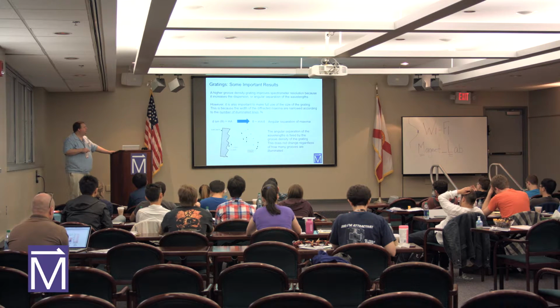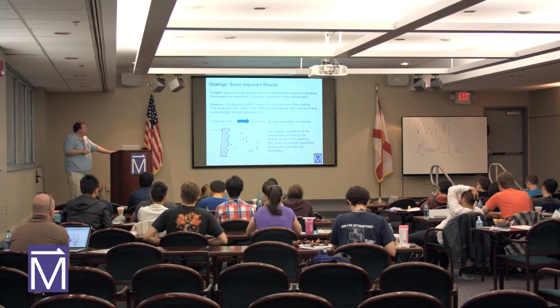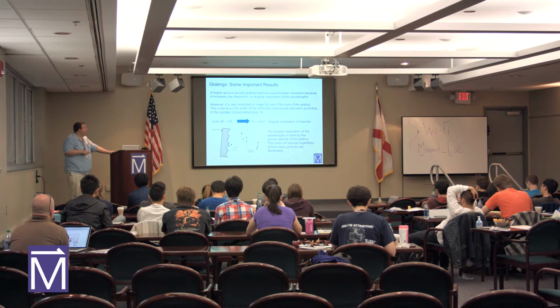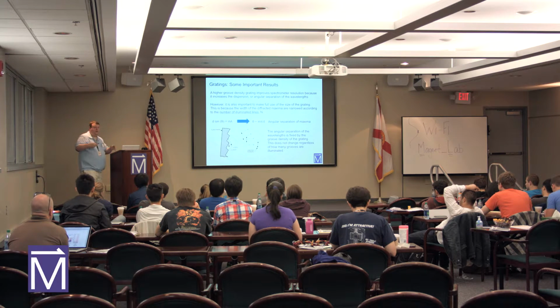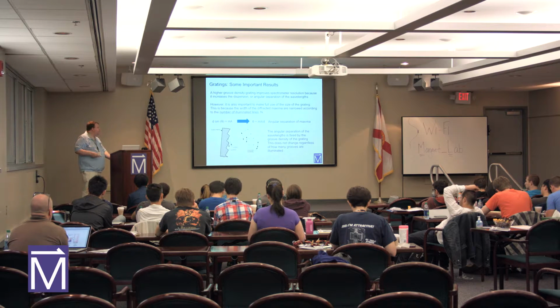All right. So just to summarize, a higher groove density grating improves the spectrometer resolution because it increases the dispersion, or the angular separation of the wavelengths. However, it is also important to make full use of the size of the grating because the width of the diffracted maxima are narrowed according to the number of the illuminated lines, capital N. All right, so here's the famous diffraction equation. And if we use a small angle approximation, that angle is approximately the wavelength divided by d, which is the separation of the slits in the case of slit diffraction or the rulings in a diffraction grating.